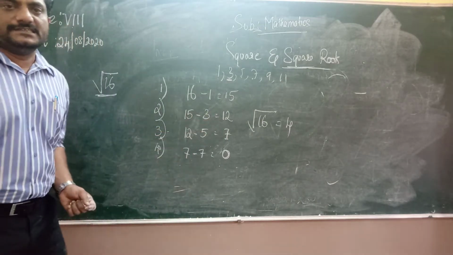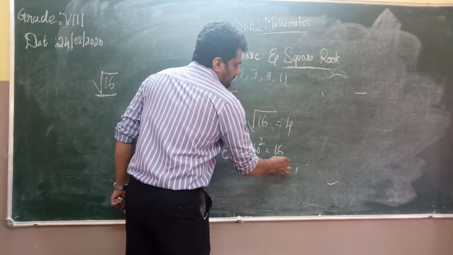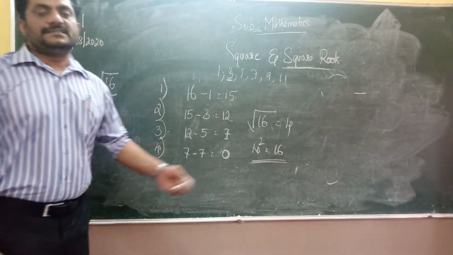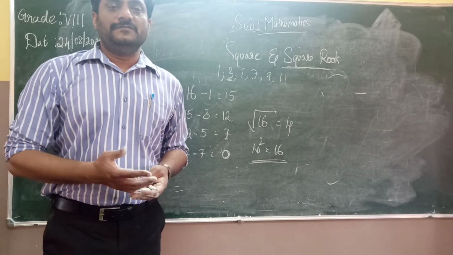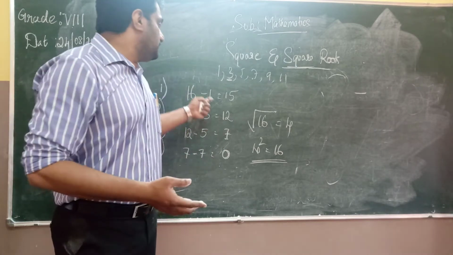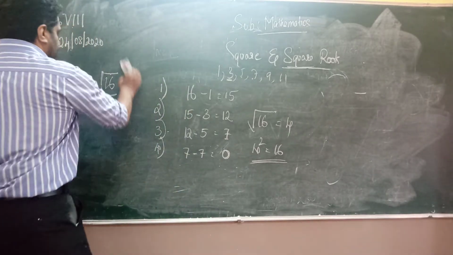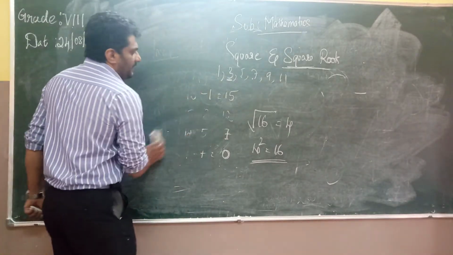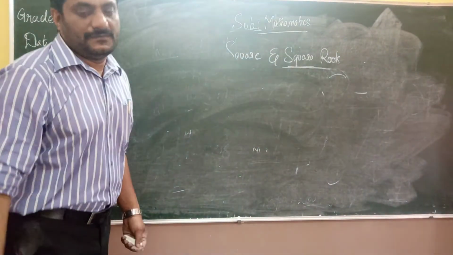How do we verify this? You can just do the square. 4 square is 16. This is the method wherein we find the square root of any number. This method is called repeated subtraction. We can do this for any number, but if you take a big number, it takes a long time.